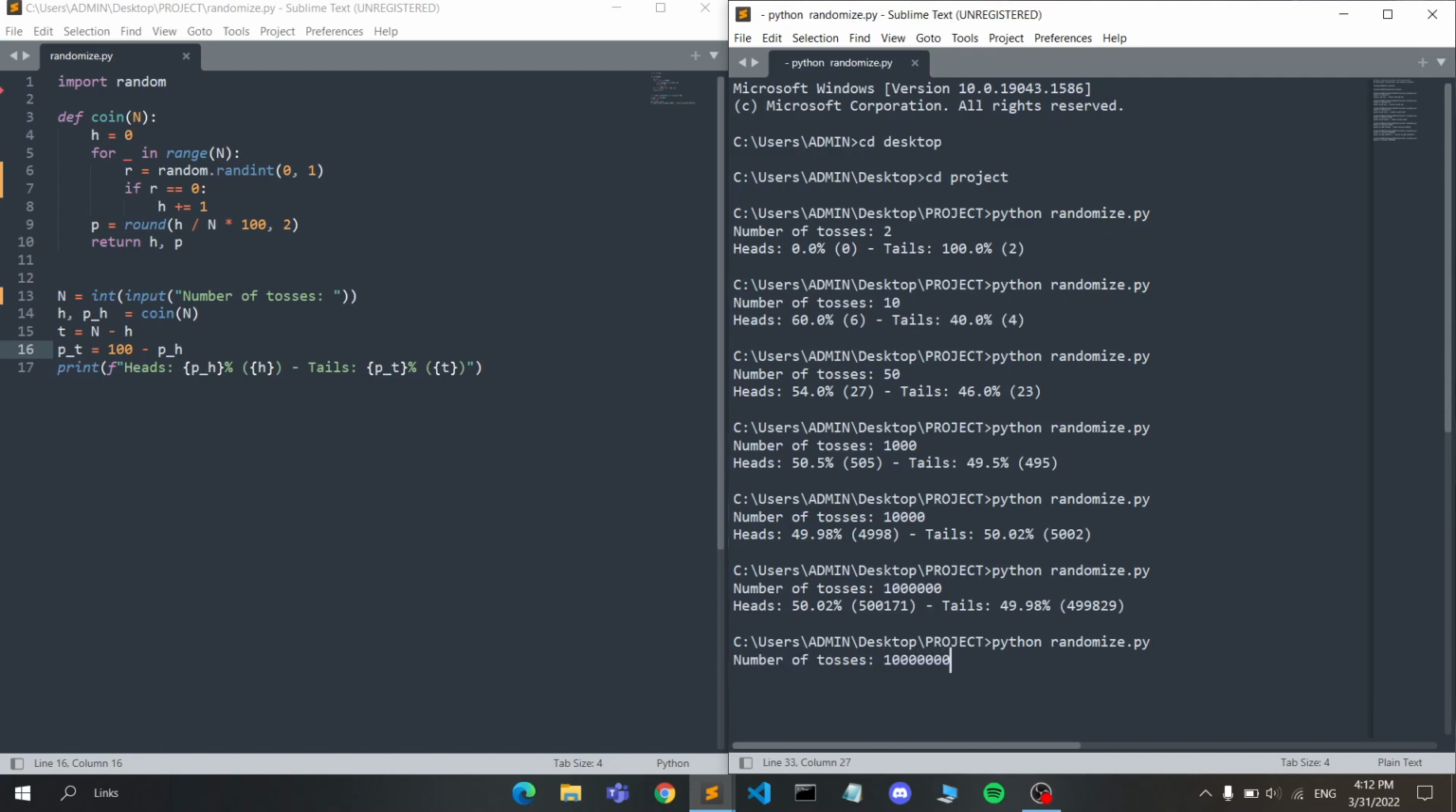10 million can be a little bit slow. Yeah, 49.99 and 50.01. Yeah, so that is the law of large numbers.